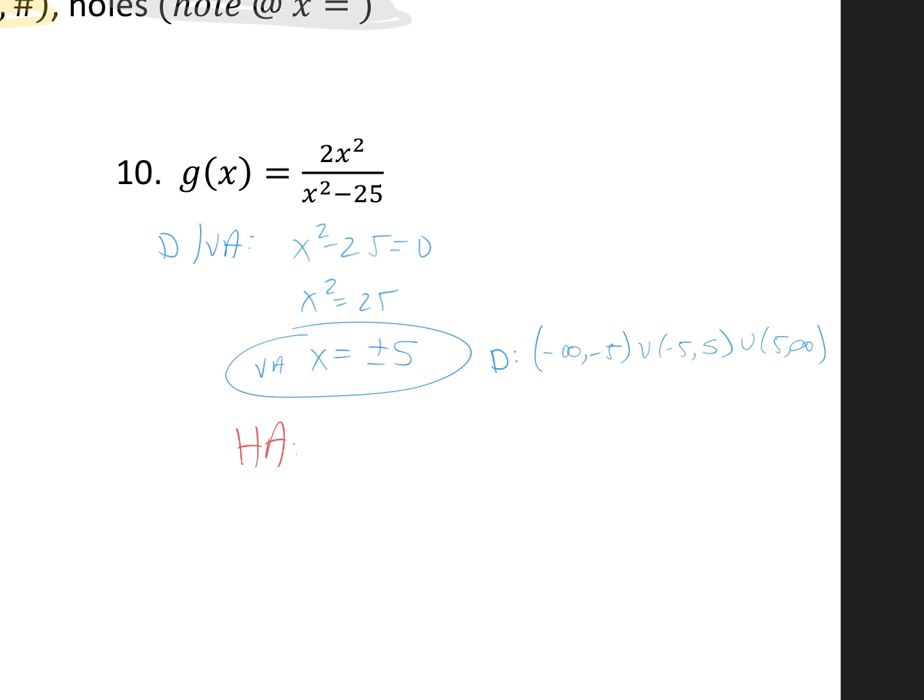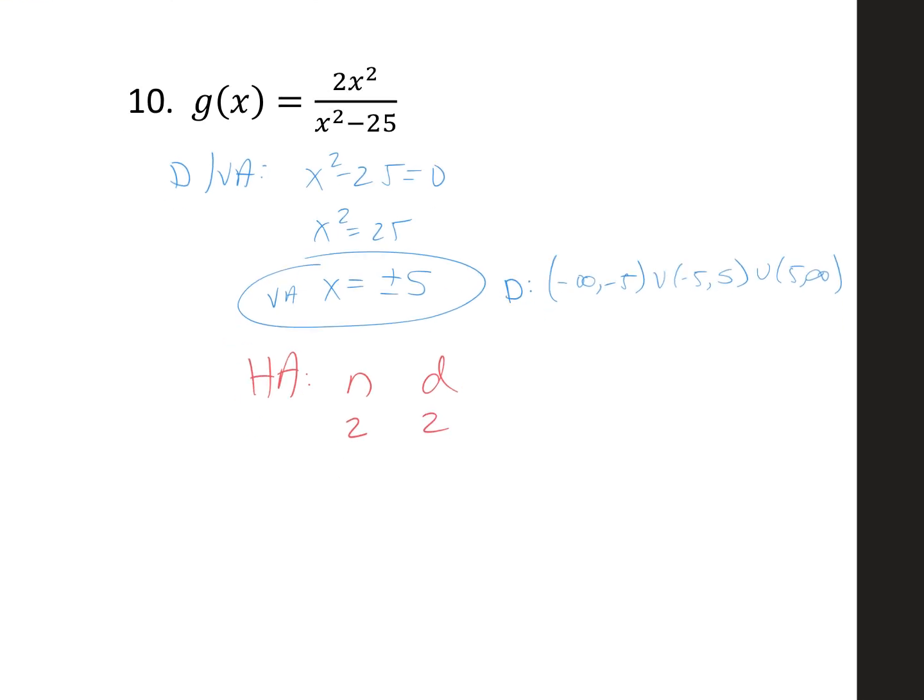Horizontal asymptote. Compare numerator to denominator. What's my numerator degree? 2. What's my denominator degree? 2. 2 is what to 2? Equal to. So it's the leading coefficient of the numerator, which is 2, over the leading coefficient of the denominator, which is 1. So your horizontal asymptote is y equals 2. If you have a horizontal asymptote, what do you know about slant? There's none. Good.